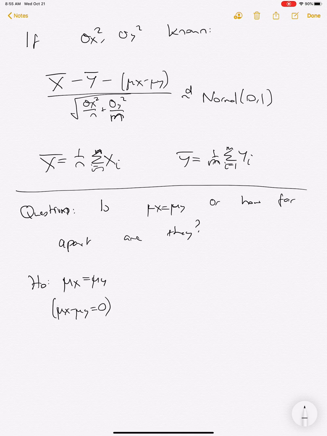And then there's a bunch of different alternatives. So if we look at H1, there's the standard two-sided alternative. Then there's the two one-sided alternatives. Okay, and you can equivalently write these in terms of the parameter mu x minus mu y.